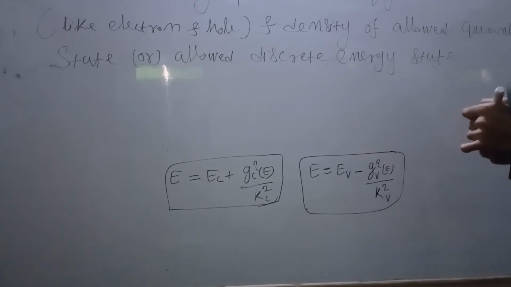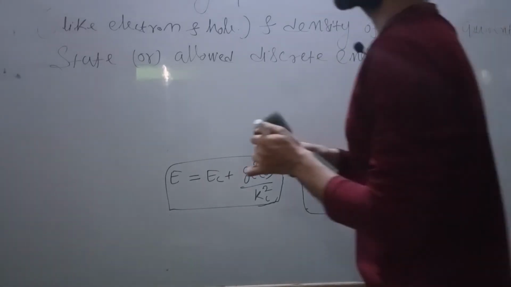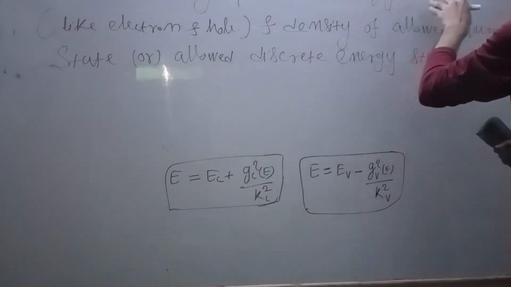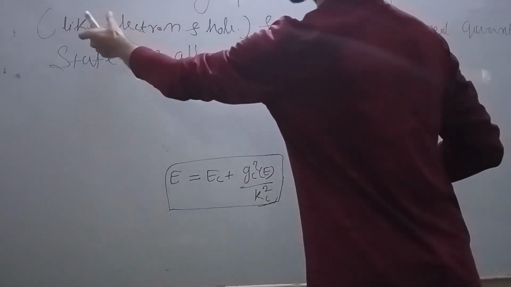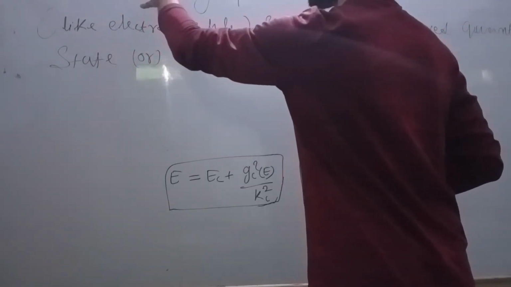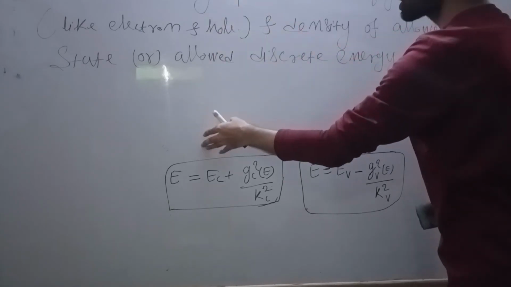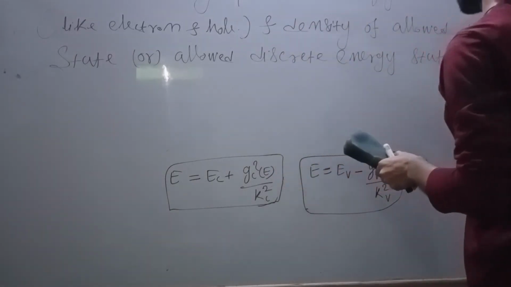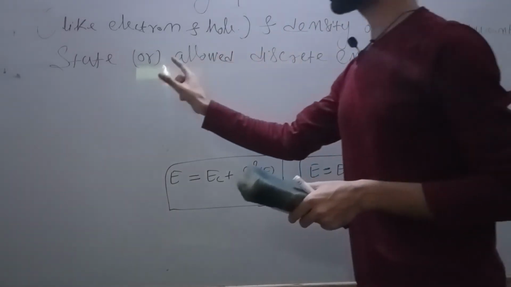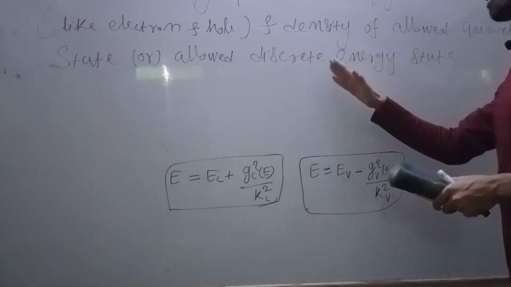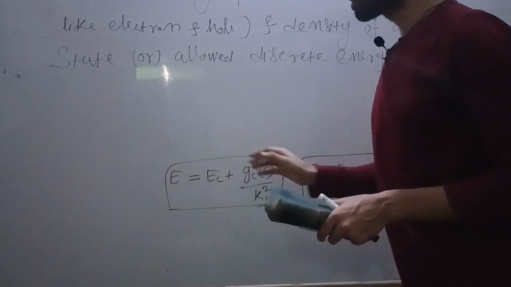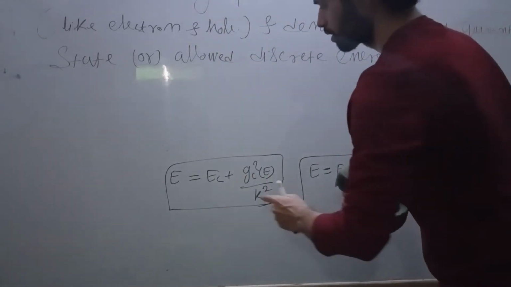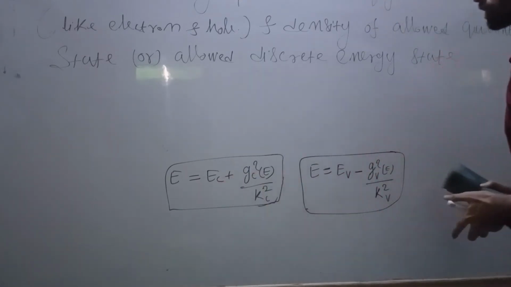Okay, so this is the characteristic graph we are going to draw. The characteristic graph between energy of particle, like electrons and holes, electron in case of conduction band and hole as a particle in valence band, and density of allowed quantum state. This is the density function, in the sense the density of allowed quantum state or allowed discrete energy state. We are now drawing this characteristic graph between this energy and density of quantum state.